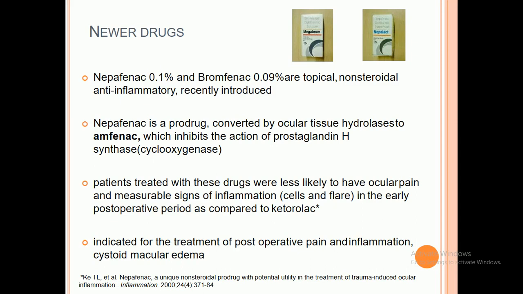So these are actually the newer agents which I'm going to explain, like a drug like nepafenac and bromfenac. So these are the newer agents. These newer agents are also indicated for the treatment of postoperative pain and inflammation, and cystic macular edema. All these studies have been taken from the latest studies.